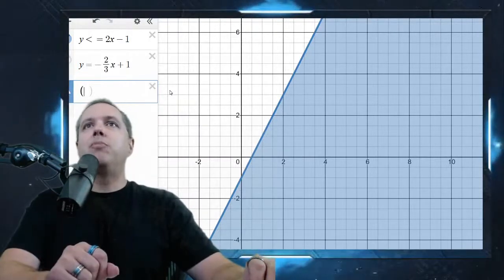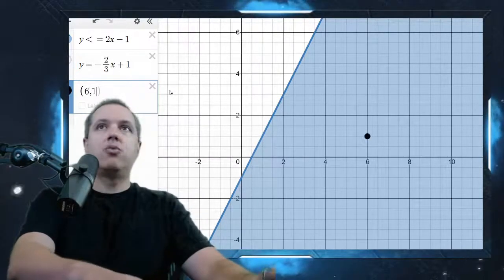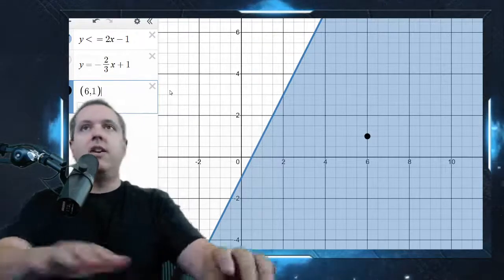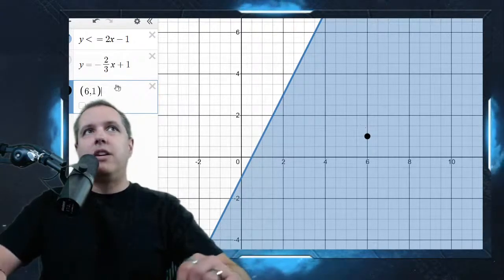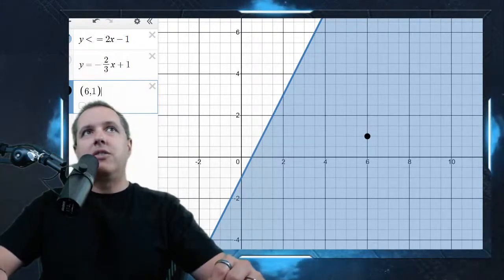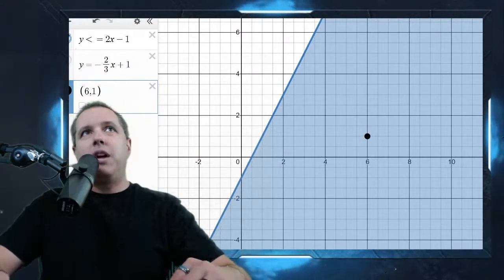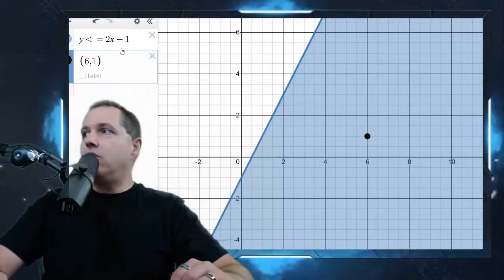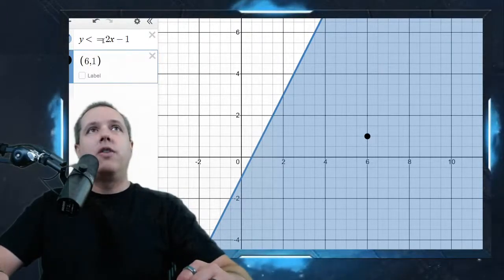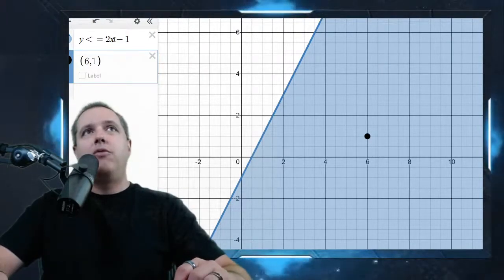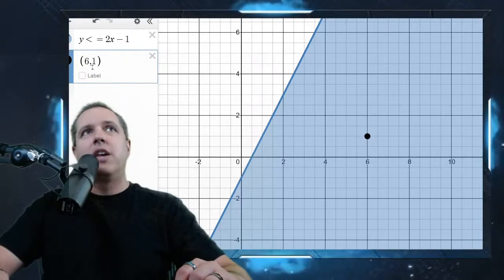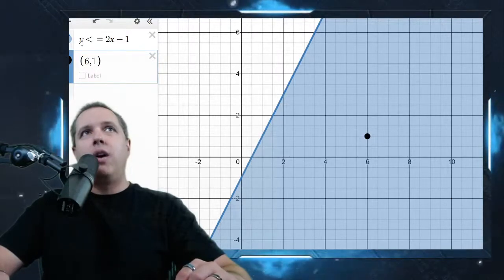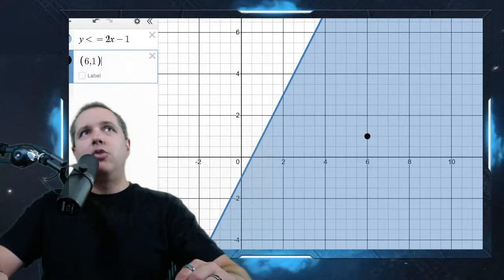So how about we take the point 6, 1. Do you see it sitting there? That's in the shaded region. So x is 6, y is 1. Let's plug that into my original inequality over here. If I plug in 6 for x, I get 12 minus 1, which is 11. And I would get 1 for y. So 1 is less than or equal to 11?